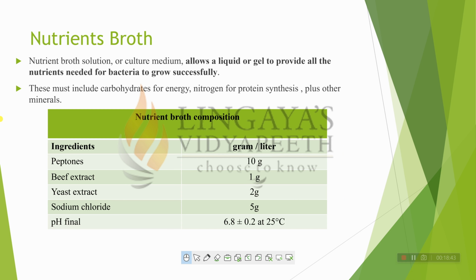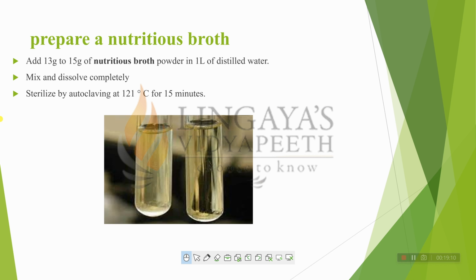Nutrient broth is also a culture medium, a liquid or gel that provides all the nutrients needed for bacteria to grow successfully. It includes carbohydrates for energy, nitrogen for protein synthesis, and other minerals also. Nutrient broth consists of peptones 10 gram, beef extract 1 gram, yeast extract 2 gram, sodium chloride 5 gram, and the pH is maintained at 6.8 plus or minus 0.2 at 25 degrees centigrade.